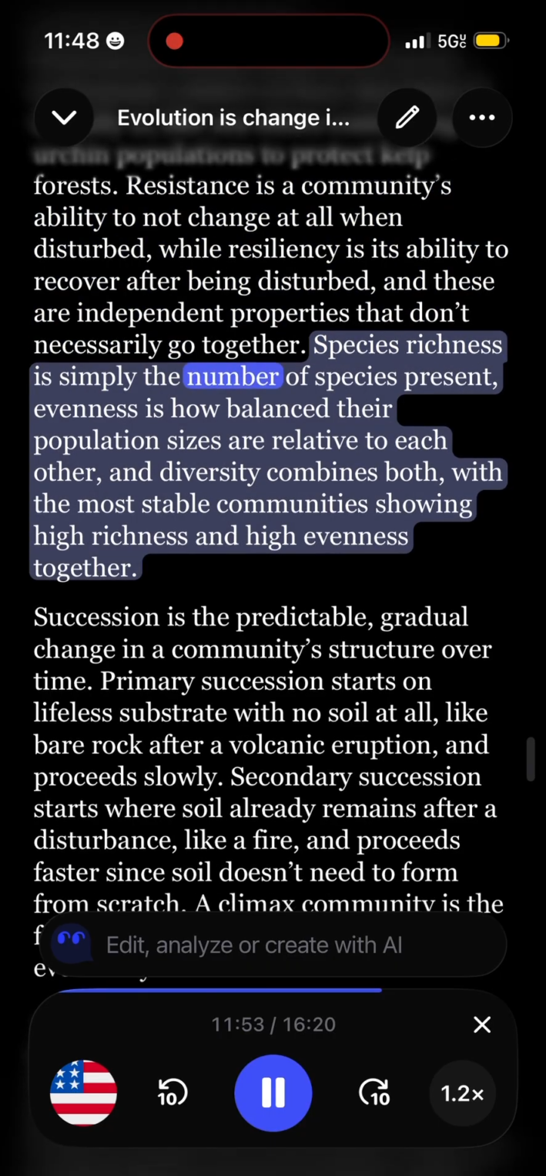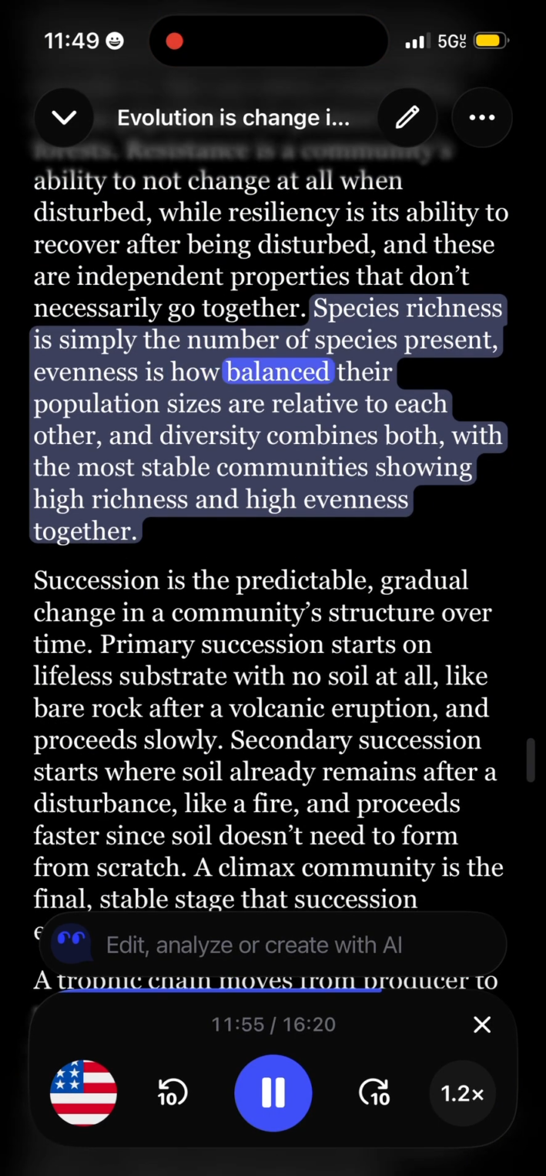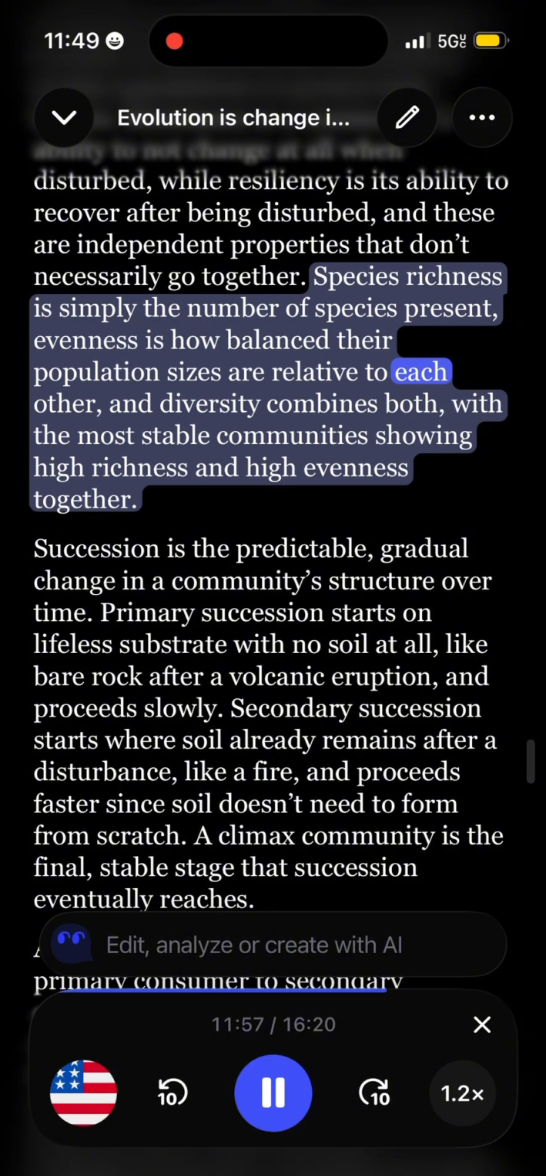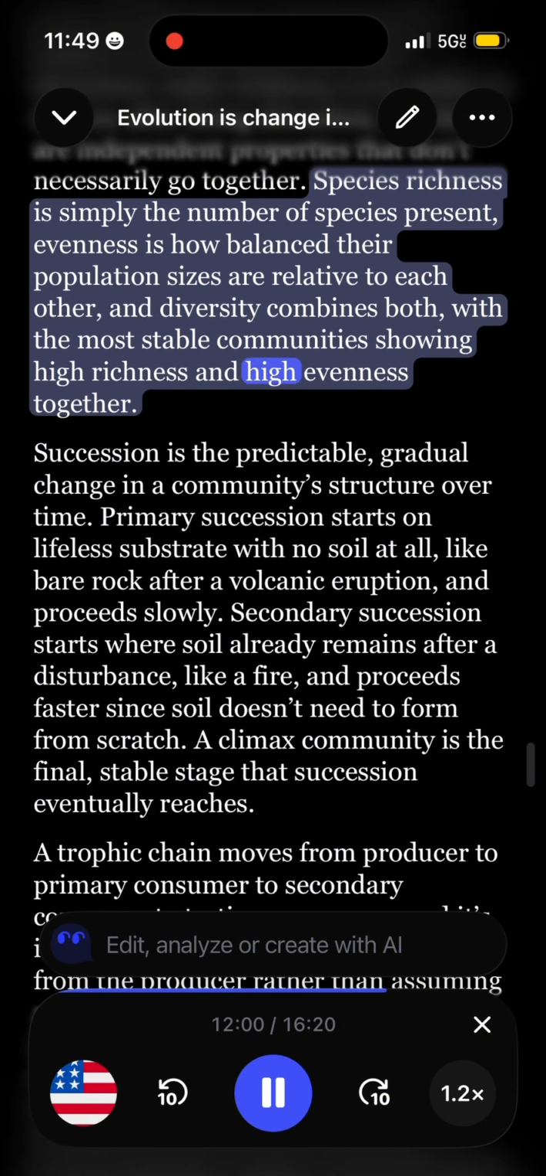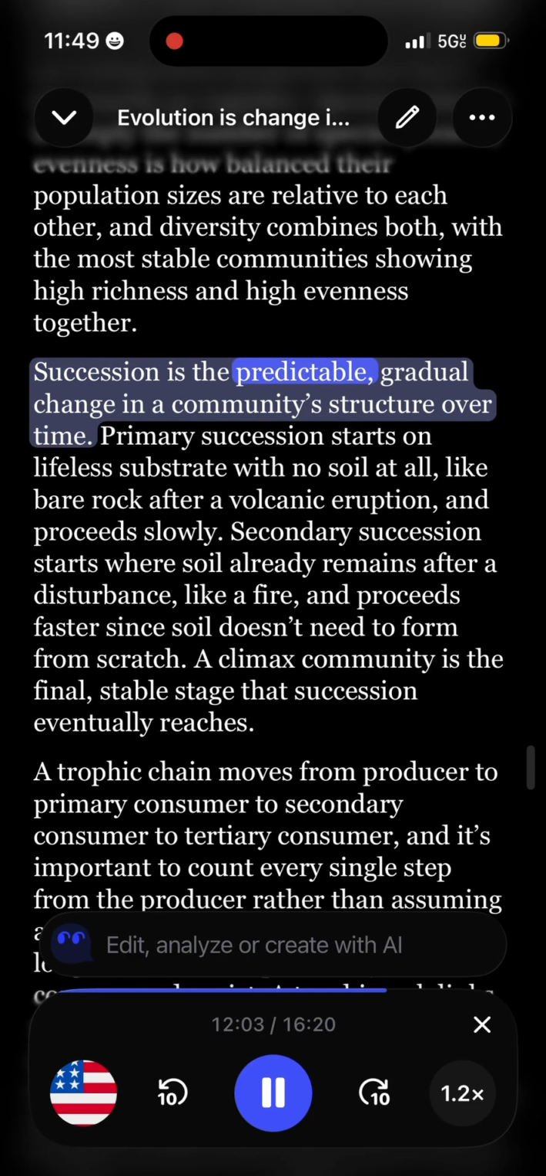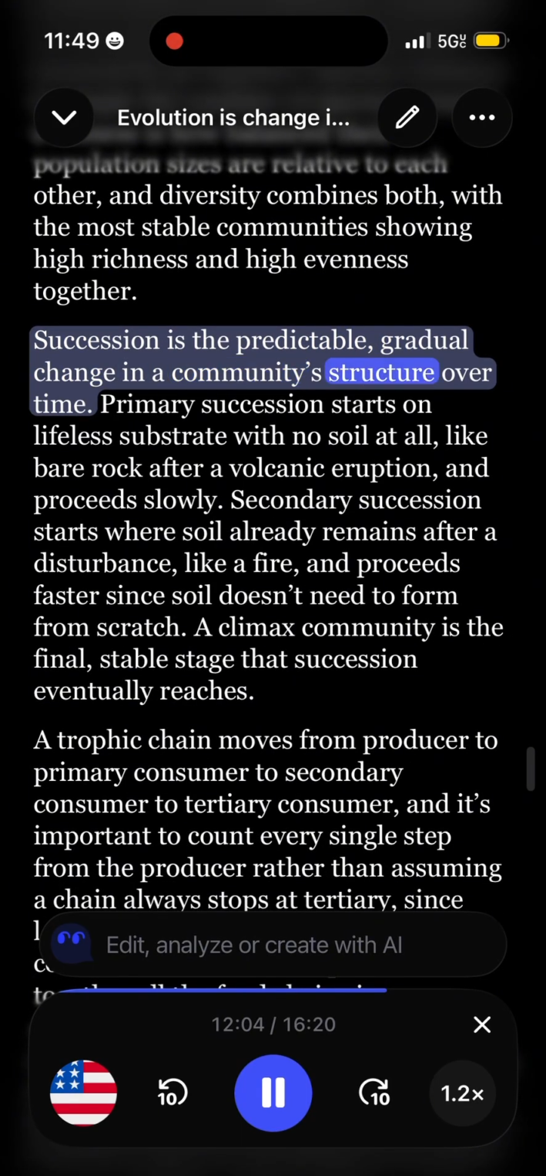Species richness is simply the number of species present. Evenness is how balanced their population sizes are relative to each other, and diversity combines both, with the most stable communities showing high richness and high evenness together. Succession is the predictable, gradual change in a community's structure over time.